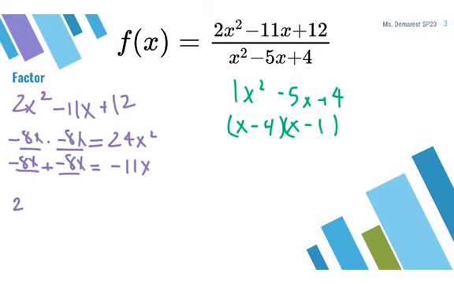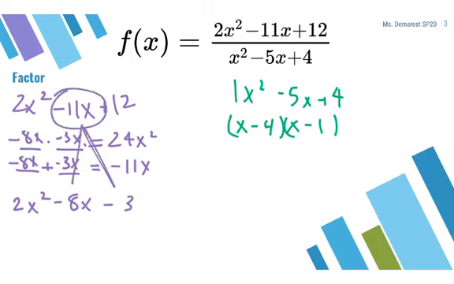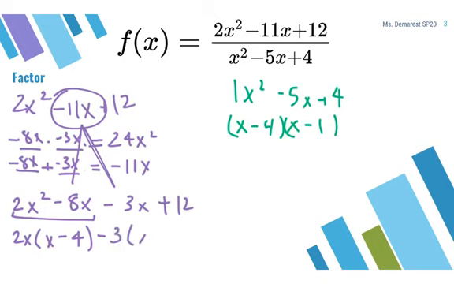So then I can factor by grouping. 8 and 3 is what it is. I can rewrite, spread it out, right? Negative 11x is the same thing as negative 8x minus 3x. Look at this group. I can take out a 2x, and I'm left with x minus 4. Look at this group. I can take out a negative 3, and I'm left with x minus 4. So now I factor out an x minus 4, and 2x minus 3 is what's left over.